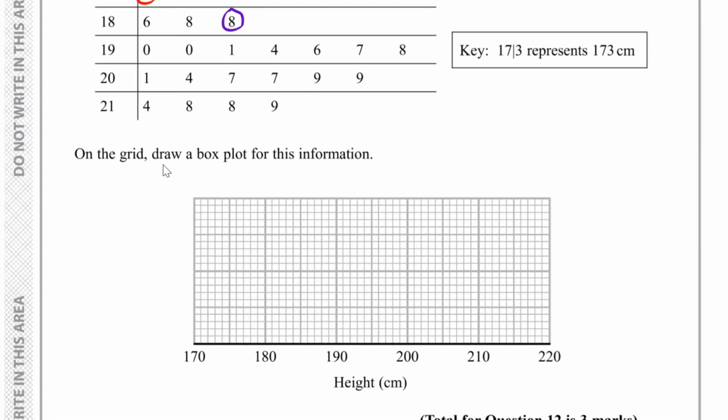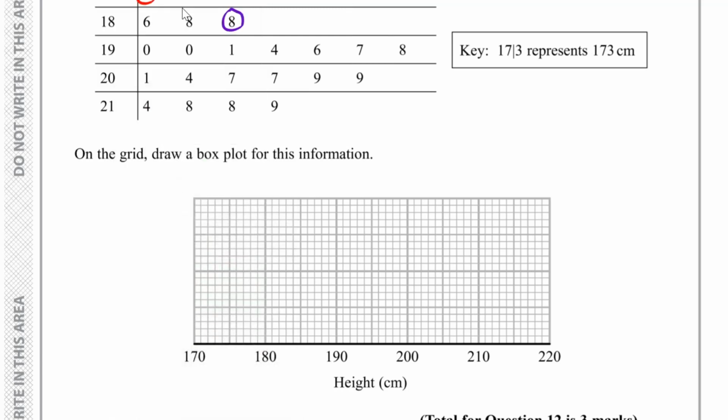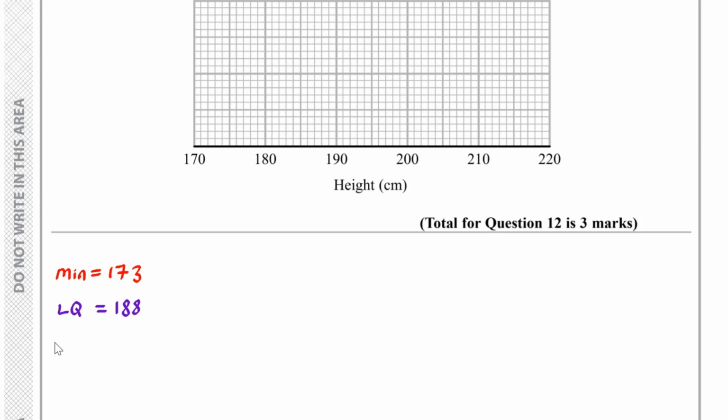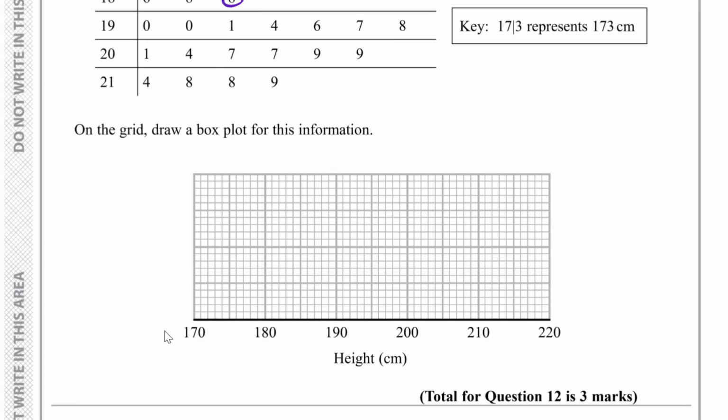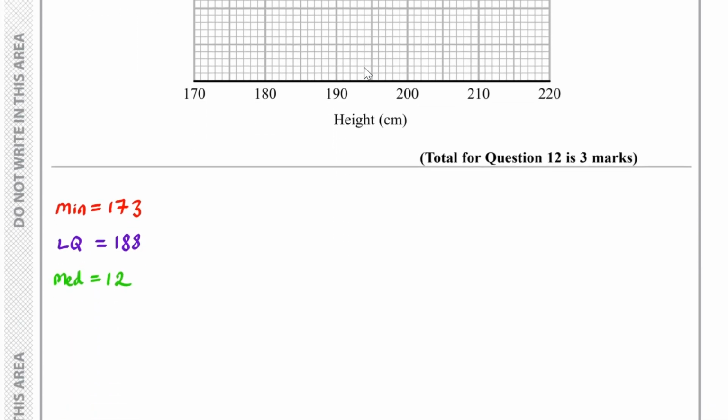Our median, well, that's going to be 23 plus 1 divided by 2, which is 12. So here the median is equal to the 12th piece of data. So we got 6, 7, 8, 9, 10, 11, 12. So the median is 197.